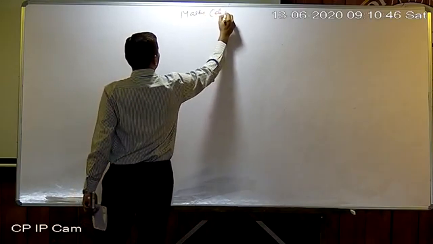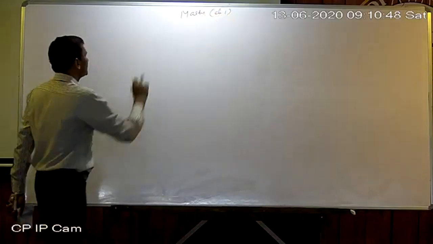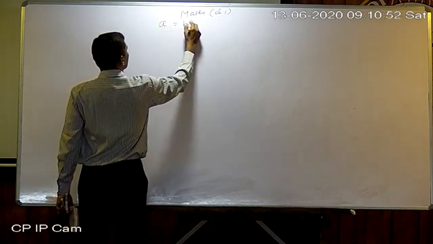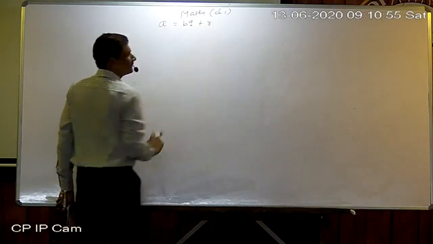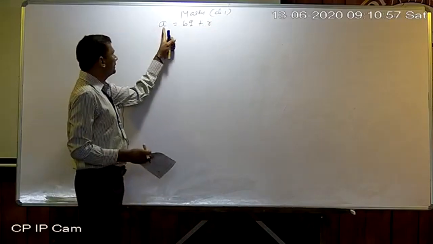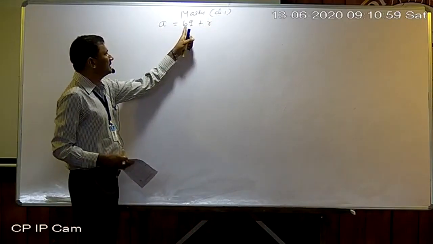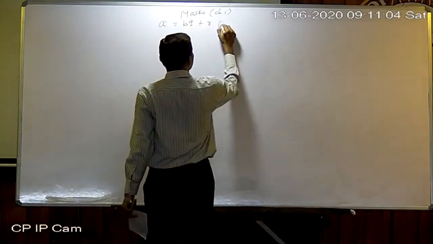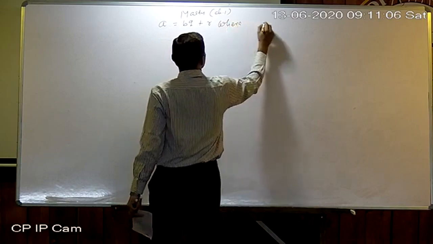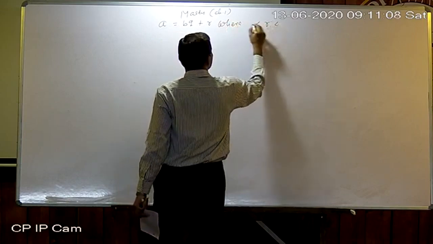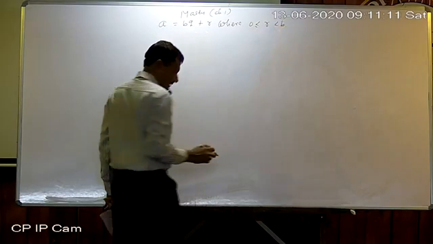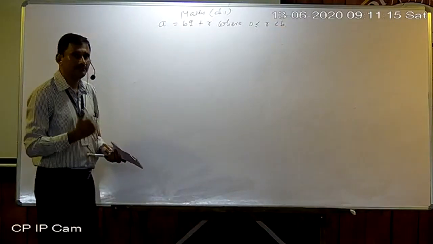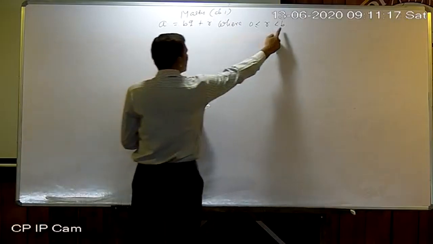In chapter number 1 of maths, Euclid's algorithm was like this: A is equal to BQ plus R. Dividend equals divisor into quotient plus remainder, where R is from 0 to B, meaning R is greater than or equal to 0 and less than B. Less than B, not less than or equal to B.